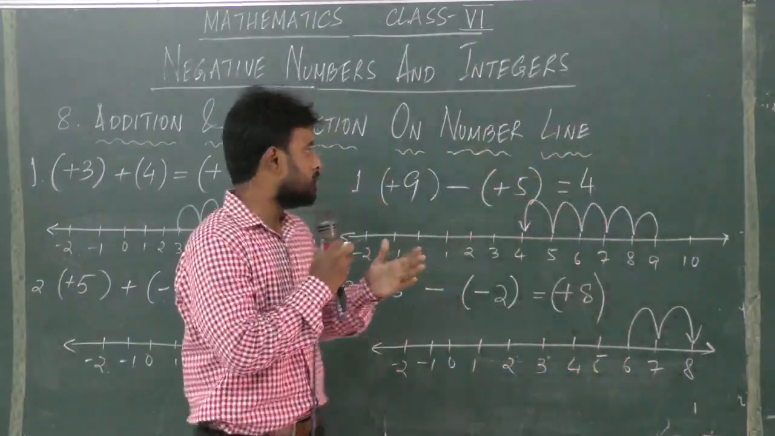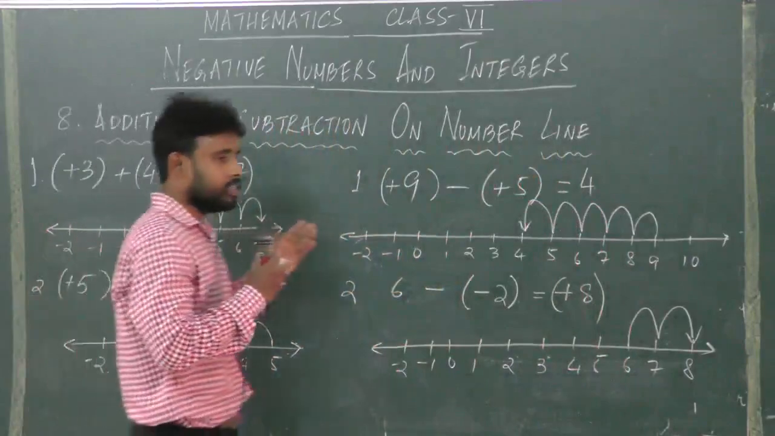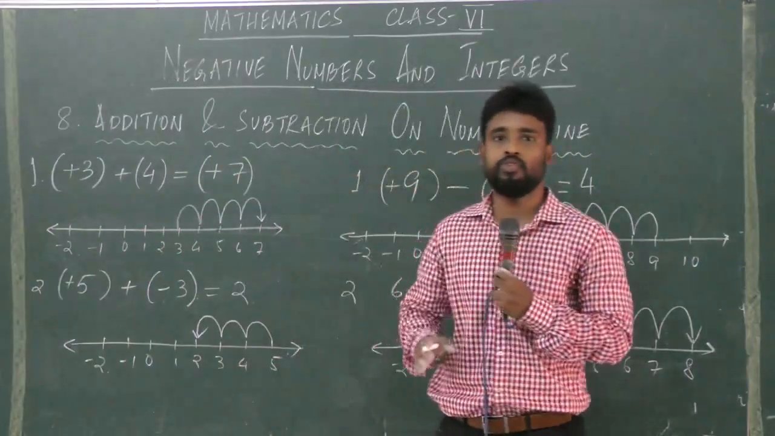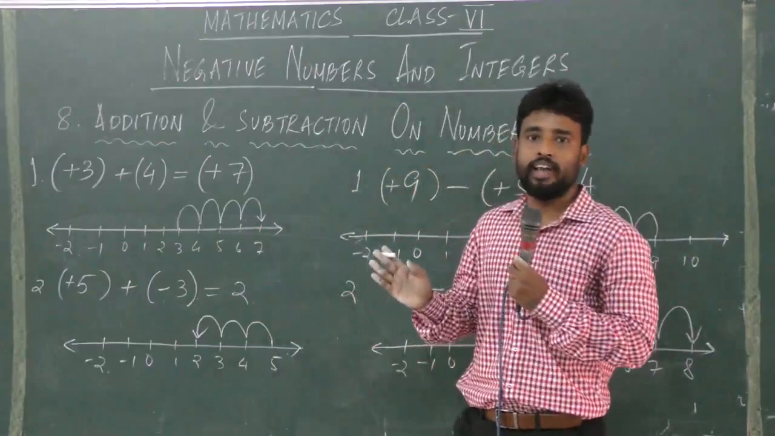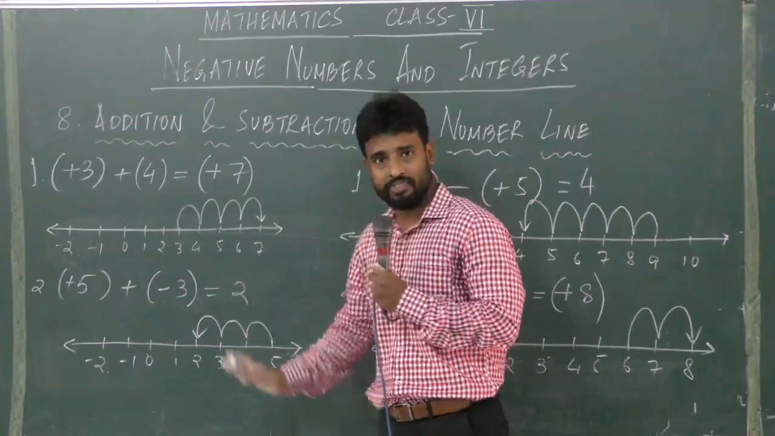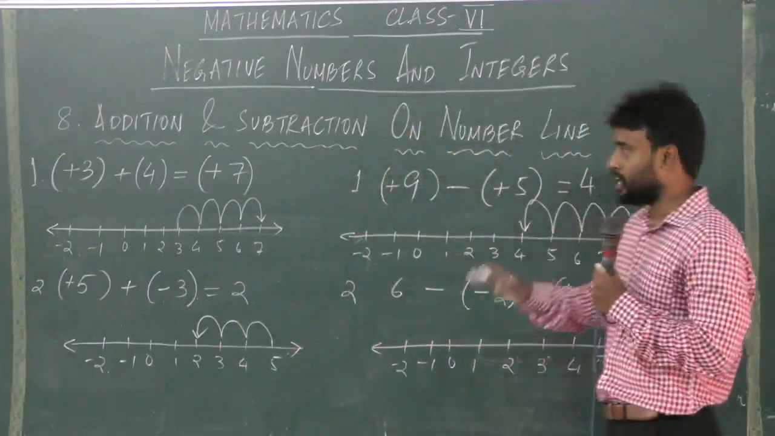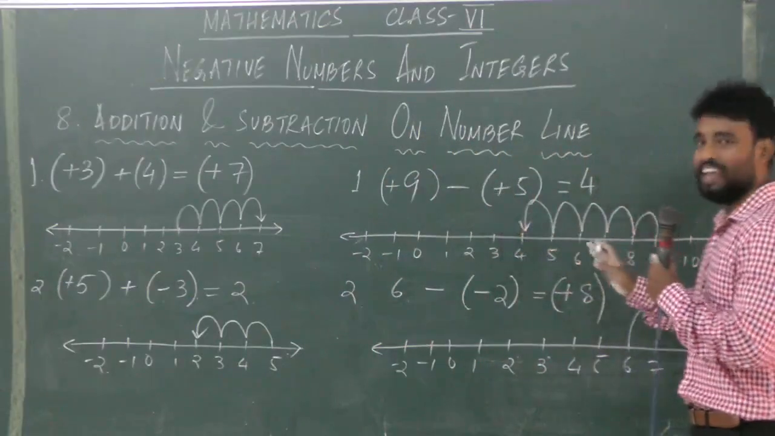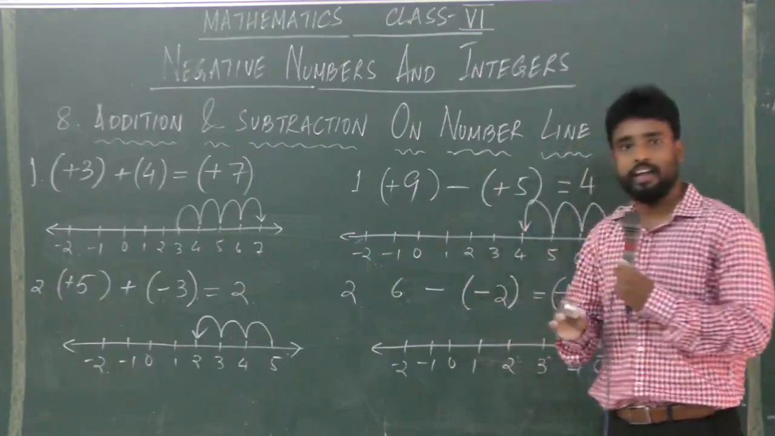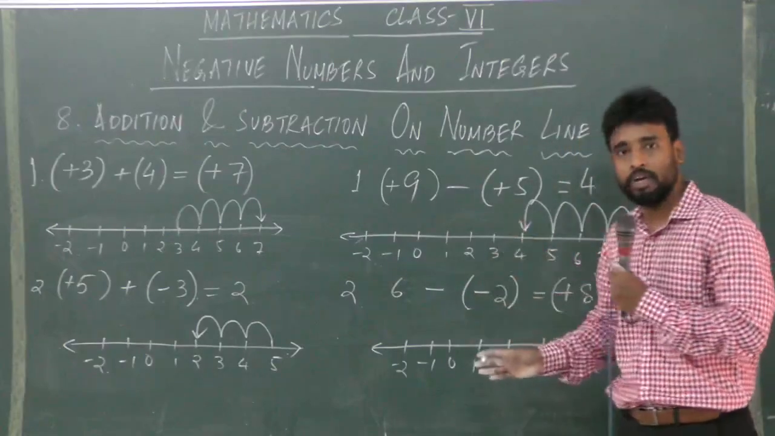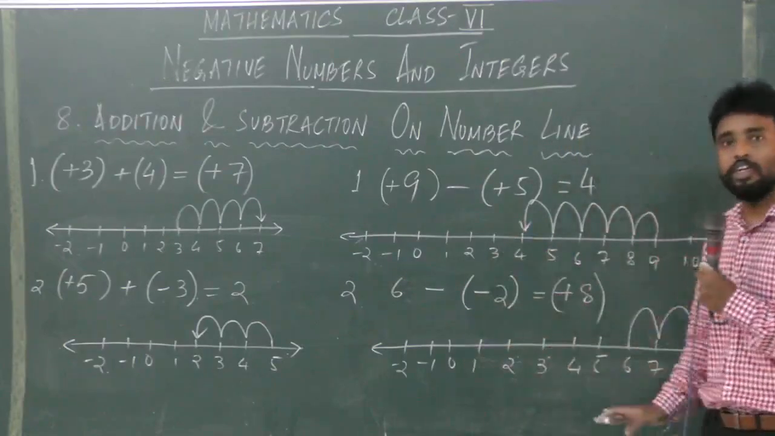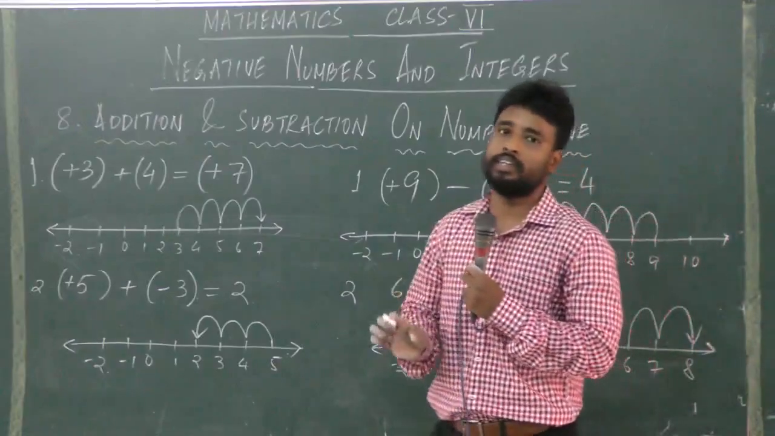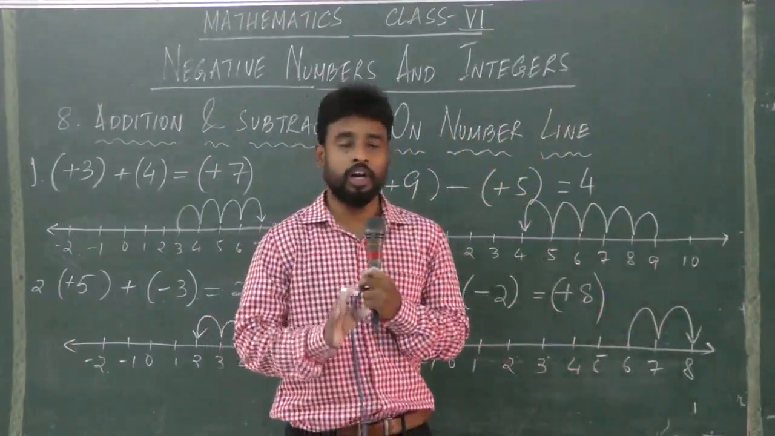So remember the rules. When we want to add a positive number, we move to the right. When we want to add a negative number, we move to the left. Similarly, when we come to subtraction, when we want to subtract a positive number, we move to the left. And when we want to subtract a negative number, we move to the right. So these are the rules we follow in addition and subtraction of integers on a number line.